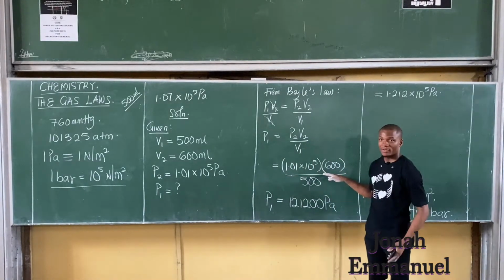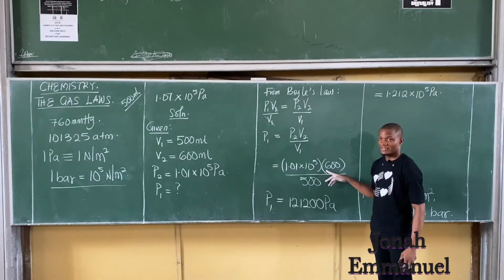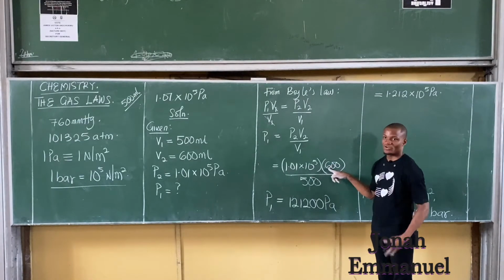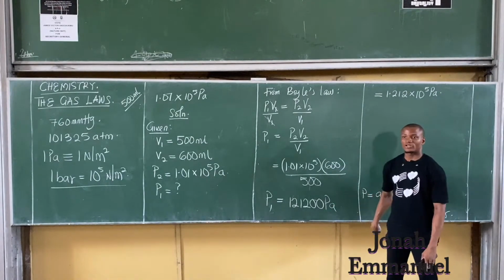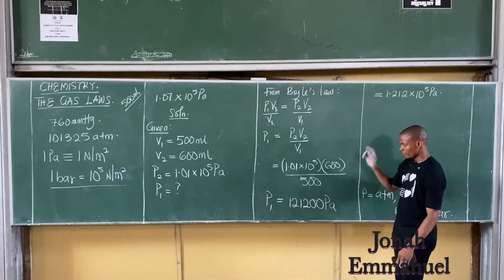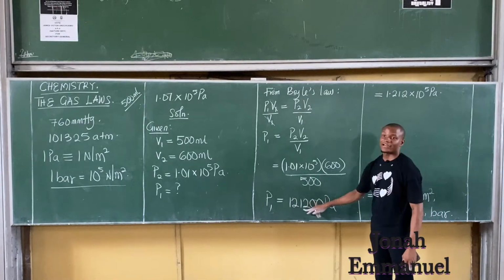Do you get this one here? You pick a calculator. Press this times this, and you have an answer. Divided by 500, you have this. You pick a calculator. This one here, so I'm saying this is your value here.